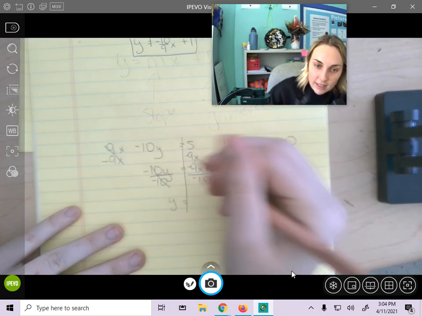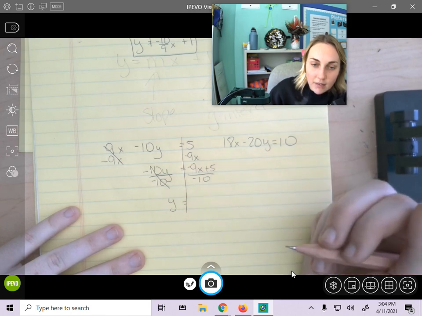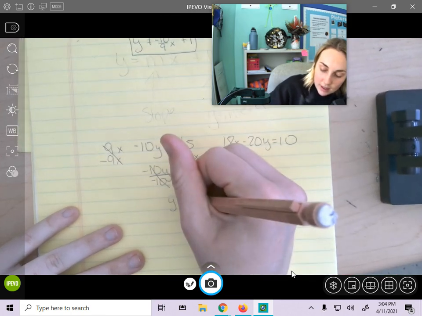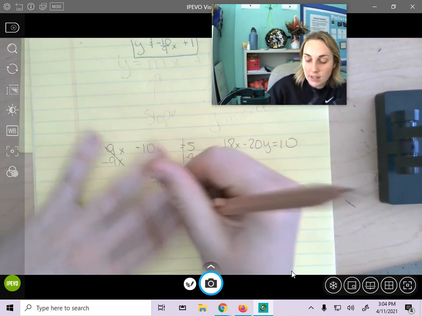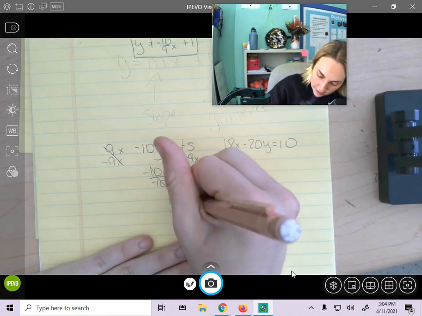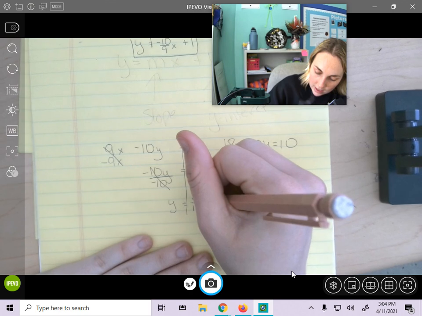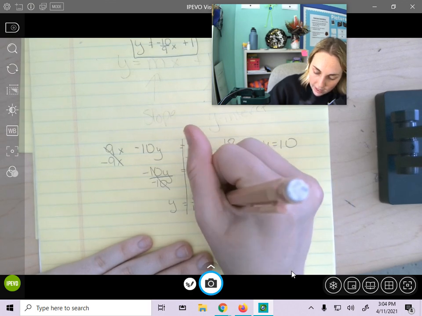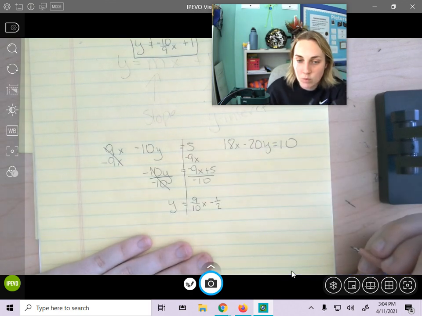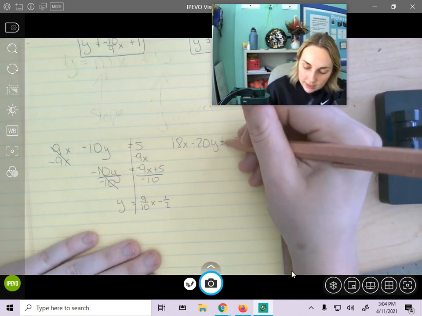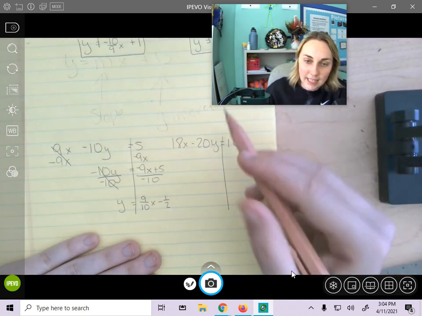I'll bring down this y because these cancel out. Negative 9 divided by 10 is going to give me, a negative over a negative is going to give me a positive 9 over 10x. And then 5 divided by negative 10 is going to give me negative 1/2. Cool, so that's the first line. Now I need to do the second line. Same thing, I need to get y by itself.